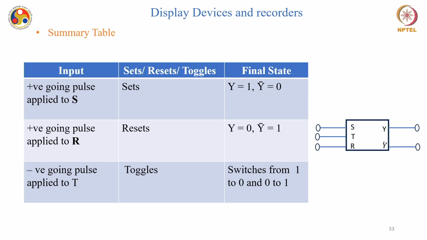So, you can say in summary that when a positive going pulse is applied to S, it sets, and finally you will have y equal to 1 and y bar equal to 0, while a positive going pulse applied to R will reset it, and in that case you will have output y equal to 0 and y bar equal to 1, while a negative going pulse applied to the toggle input will toggle this flip-flop, and it switches from 1 to 0, or if it is already 0, it switches from 0 to 1.